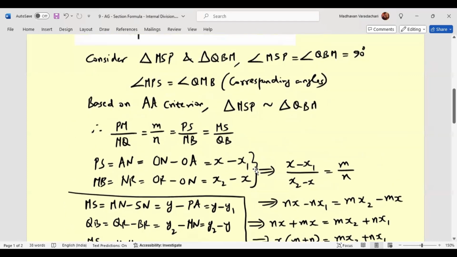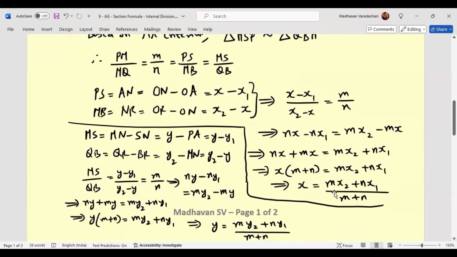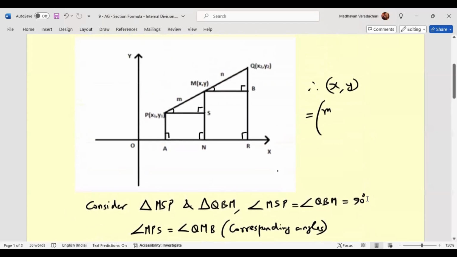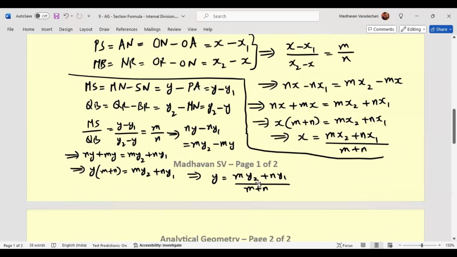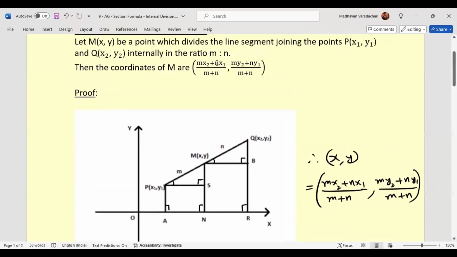So we can say straight away, therefore, (x, y) is equal to ((mx2 plus nx1) by (m plus n), (my2 plus ny1) by (m plus n)). That is our x, and y we found out here. So that will be the proof for this particular formula. The same thing, we got it.